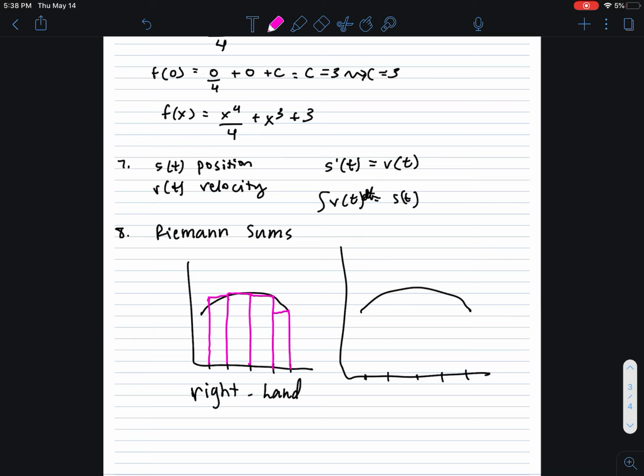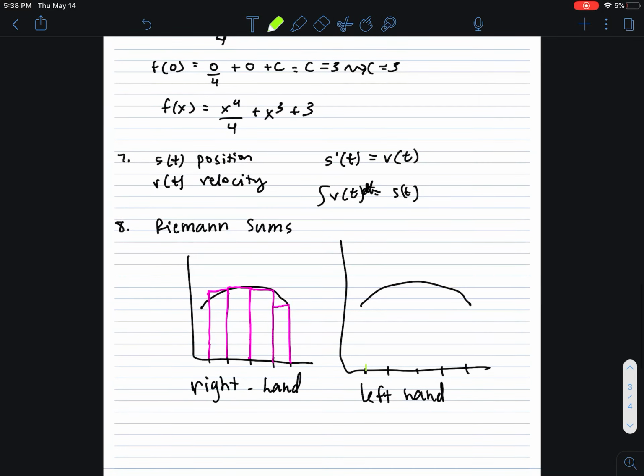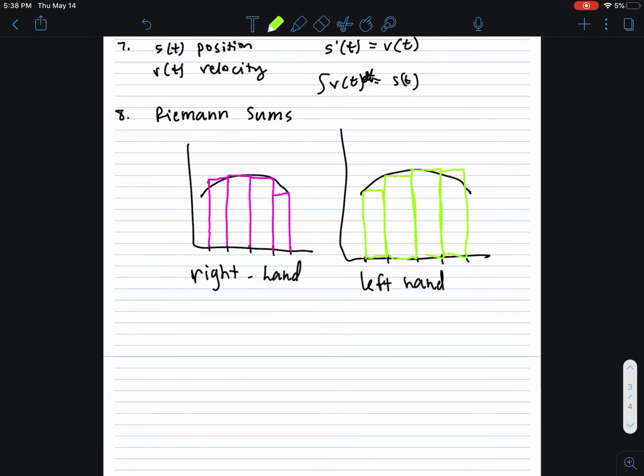Okay? The left hand is the opposite. We start from the left hand side hits the line. Again, left hand side hits the line, left-hand side hits the line, and left-hand side hits the line. Okay? So I just want you guys to know the visual difference of those.